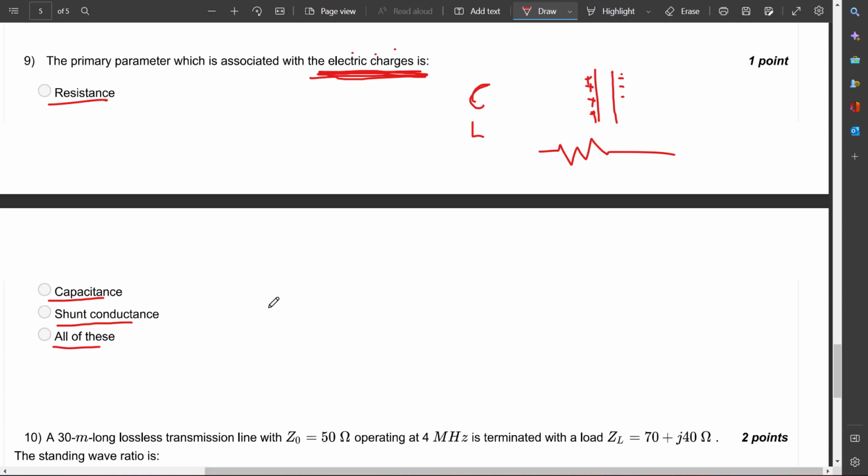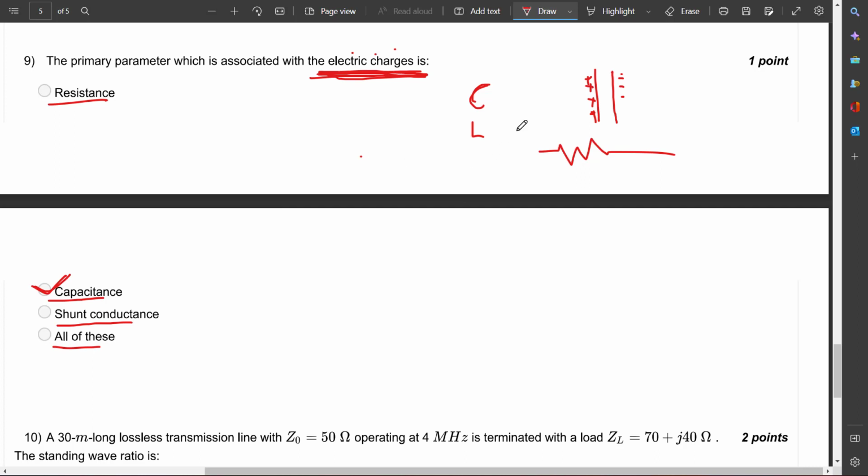Capacitance. Why are you thinking like that? Because the definition of capacitance is the ability of a device to hold charge. Yes, exactly. Very good. That's why capacitance, right? Resistance and shunt conductance.